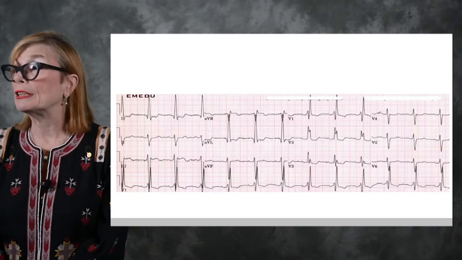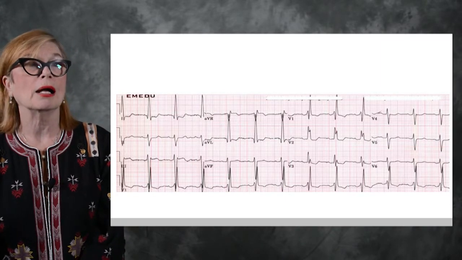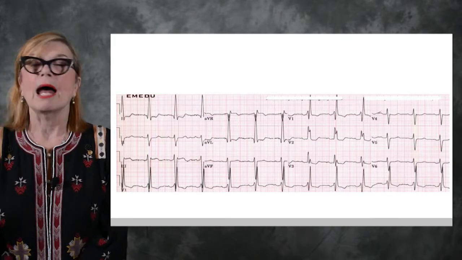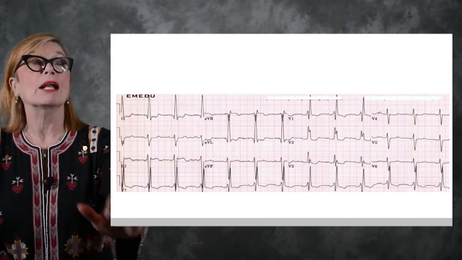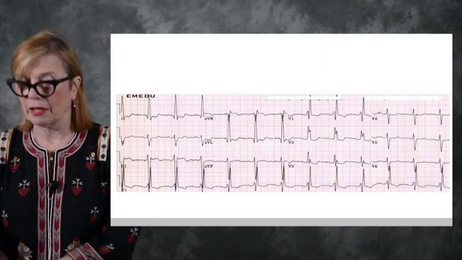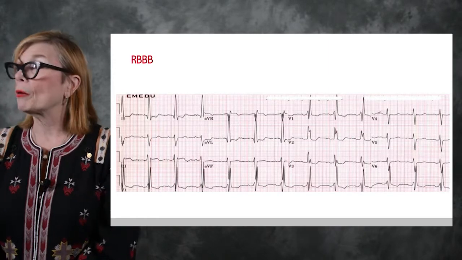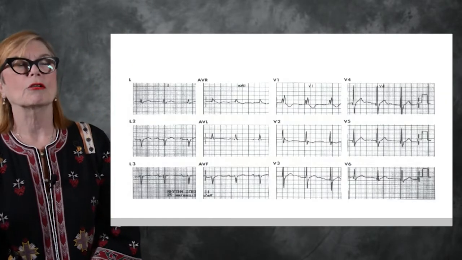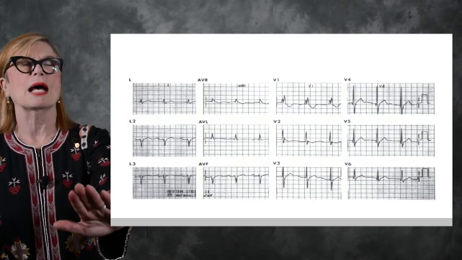Okay, so this patient also has right bundle branch block, but he has something else as well, and that would be, not to confuse or muddy your water, I just want to let you know, he also has right ventricular hypertrophy. Okay, right bundle branch block and right ventricular hypertrophy. Wasn't asking you to diagnose that, by the way.